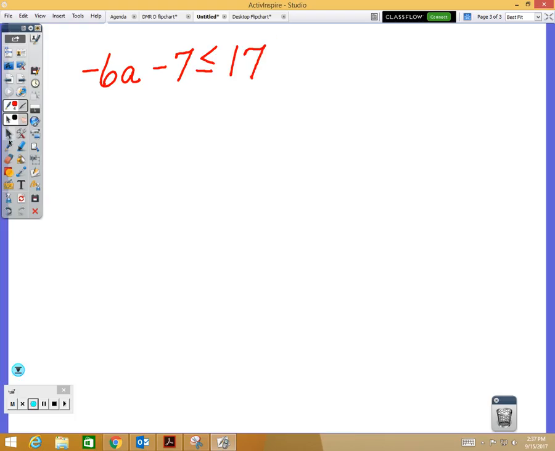So this is our first inequality that we're going to solve. And again, this is just a two-step inequality. It's just like solving a two-step equation. No difference at all. What is my first step going to be? Adding 7. So that leaves me with negative 6a is less than or equal to 24. And now what? All right, divide by negative 6.